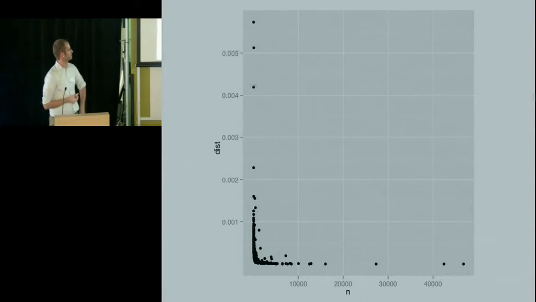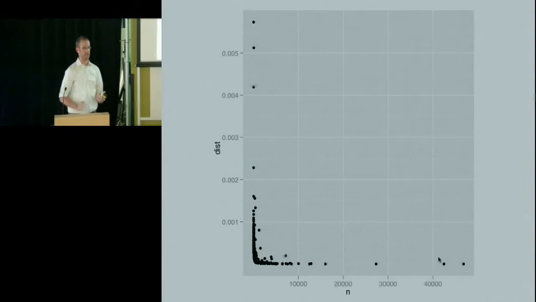So what I did next is this plot where each point represents a disease, with the number of people with that disease on the x-axis, and the distance on the y-axis. So what do you notice here? Yeah, we've got a huge amount of variation when n is small, much smaller variation when n is big.